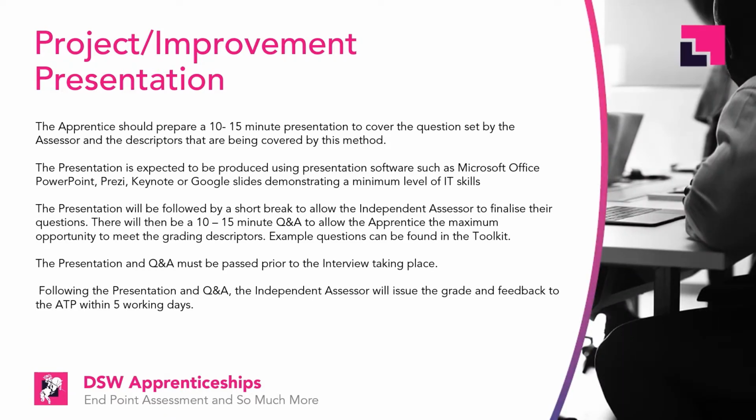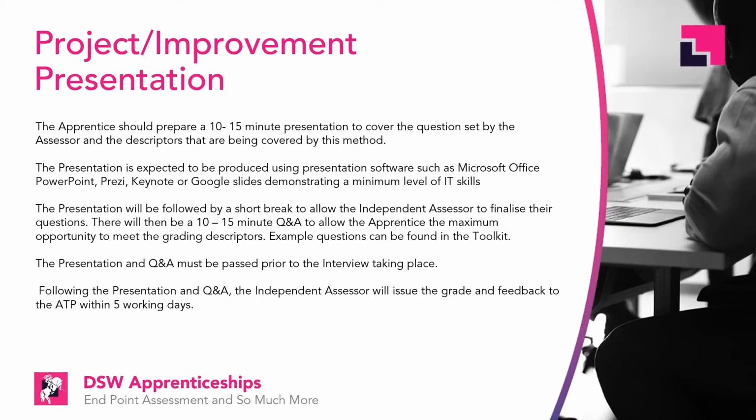Project improvement presentation. The project or improvement must allow the apprentice to evidence scoping, planning, managing, communication to stakeholders, monitoring and reporting results. The apprentice should prepare a 10 to 15 minute presentation. This should cover the questions set by the independent assessor and the descriptors evidenced in the project.